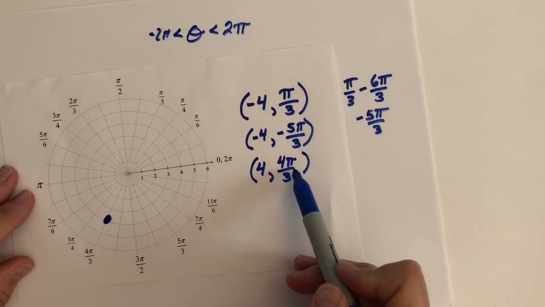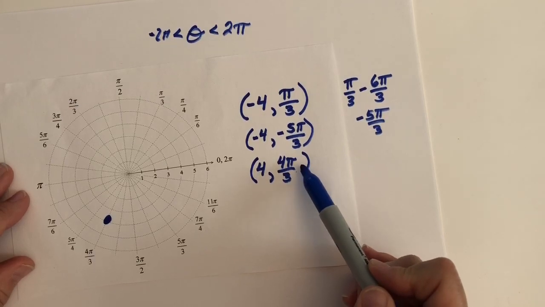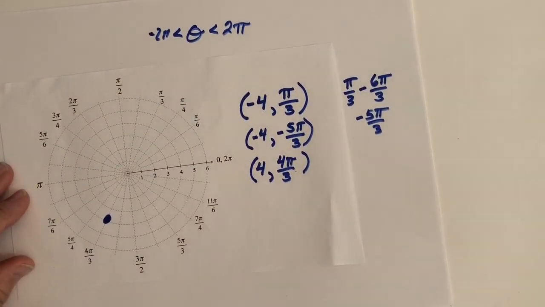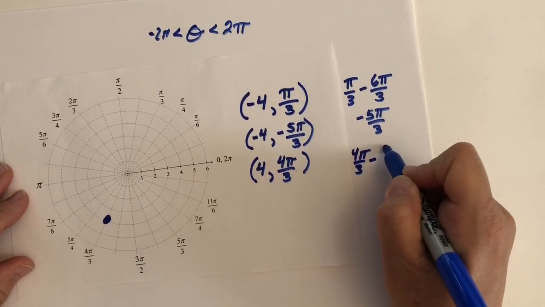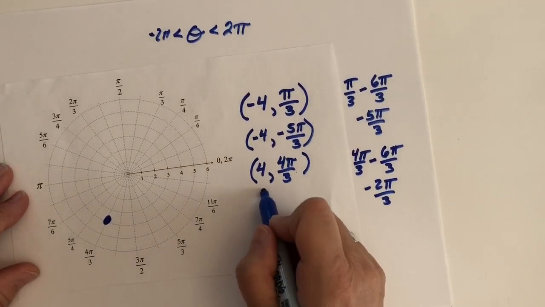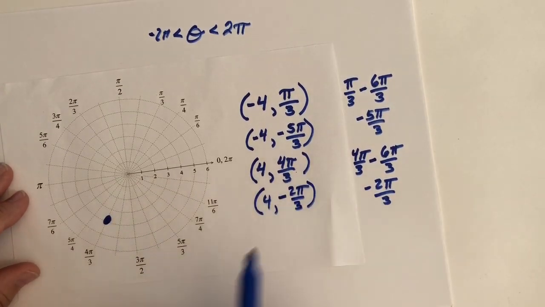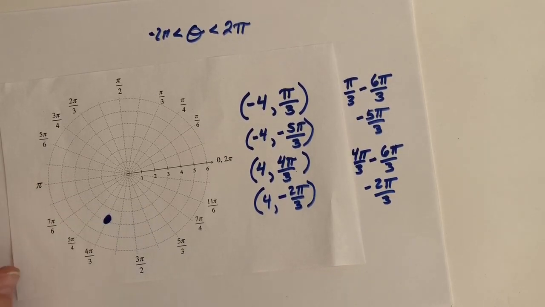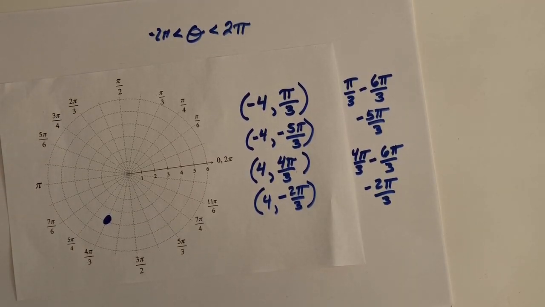We need one more. We'll keep our R value the same. We need an angle coterminal with this, so you can either add or subtract multiples of 2 pi. Adding 2 pi will put it bigger than 2 pi, so let's subtract 2 pi. So 4 pi over 3 minus 2 pi, and we're at -2 pi over 3. So 4, -2 pi over 3 is another representation of this particular point right here. And I hope you can go practice plotting some points using polar coordinates.